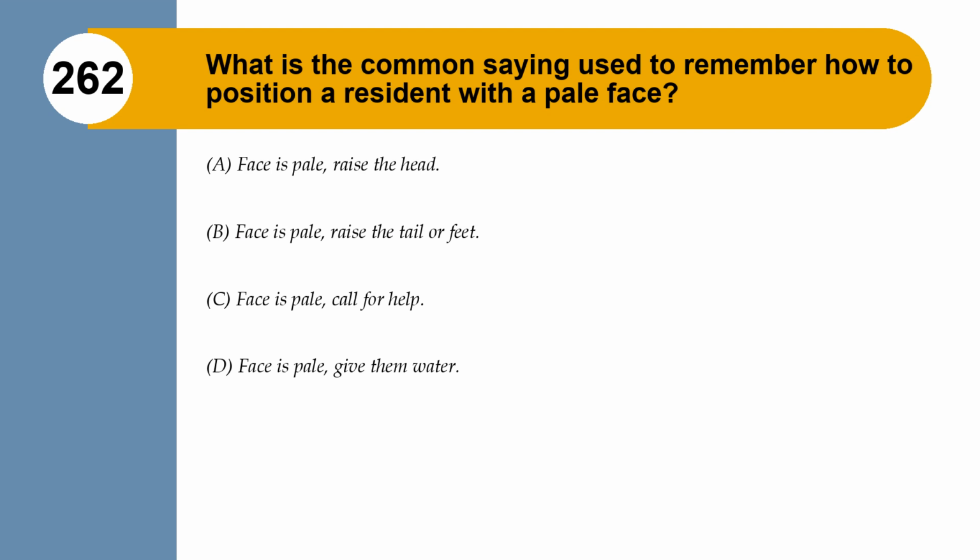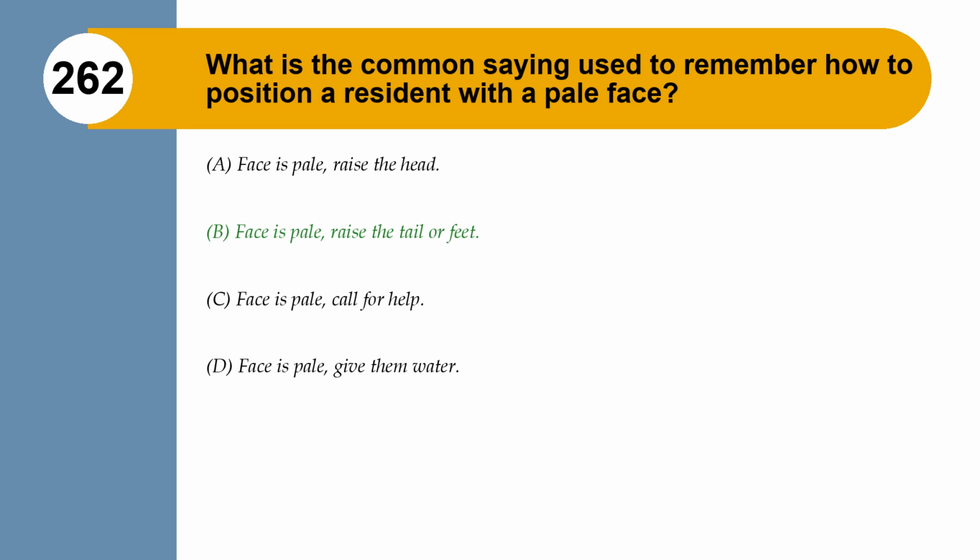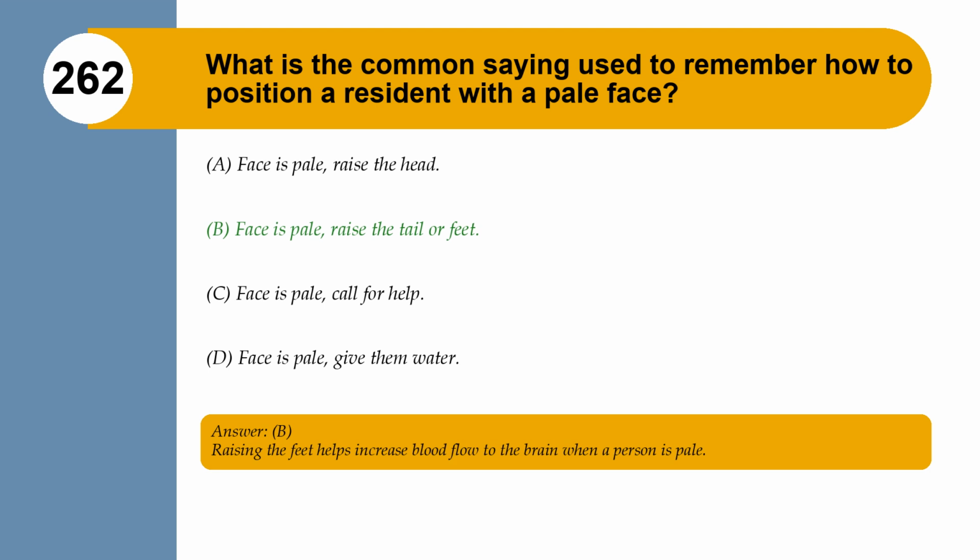Question 262. What is the common saying used to remember how to position a resident with a pale face? Option A. Face is pale, raise the head. Option B. Face is pale, raise the tail or feet. Option C. Face is pale, call for help. Option D. Face is pale, give them water. The correct answer is option B. Face is pale, raise the tail or feet. Explanation. Raising the feet helps increase blood flow to the brain when a person is pale.